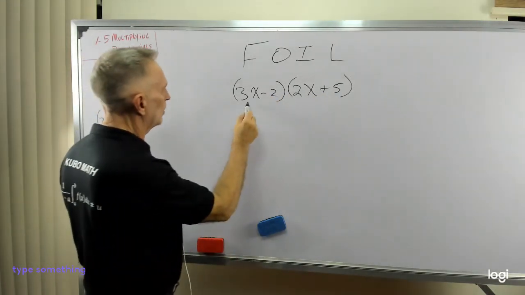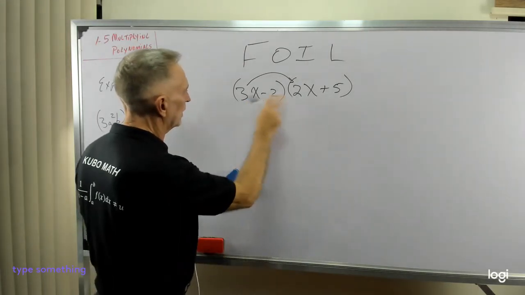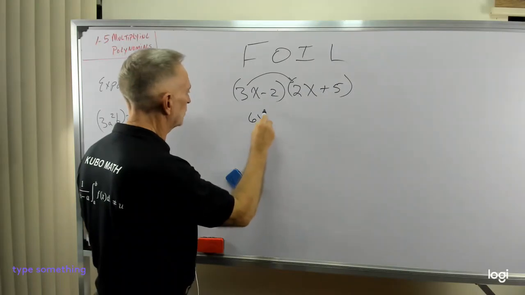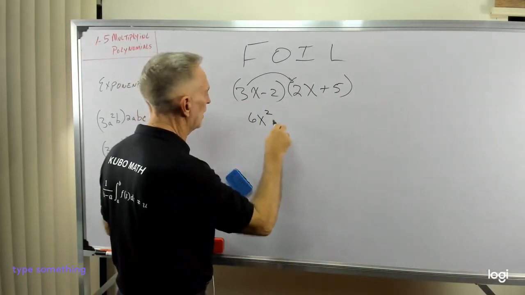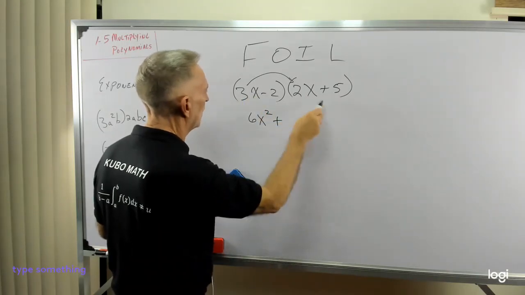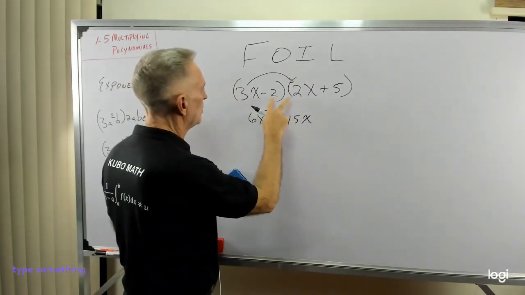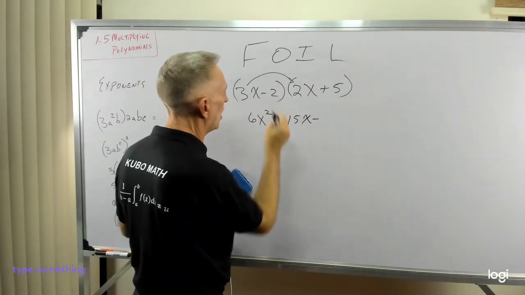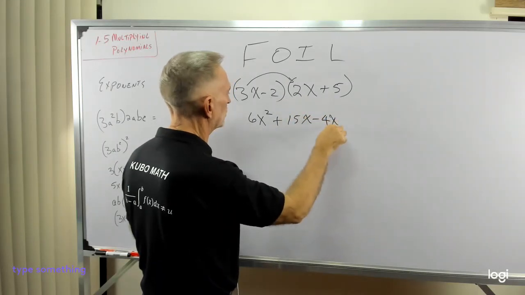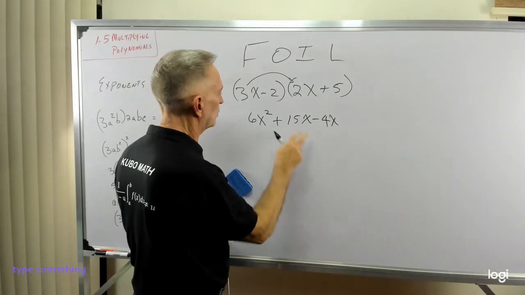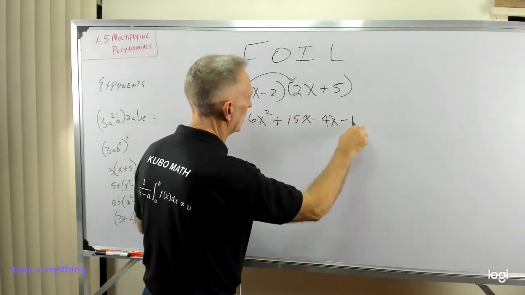So we're going to multiply the first. So I have 3x times 2x, which gives me 6x to the second power. Now I'm going to multiply the outside terms. I have 3x times 5, and they're both positive, so plus 5 times 3 is 15 times x. Inside, so now it's these two terms, it's a negative times positive, so that's a negative. So I have negative 2 times positive 2x is minus 4x. Now last would be a negative 2 times a positive, which is negative 2 times 5 is 10.